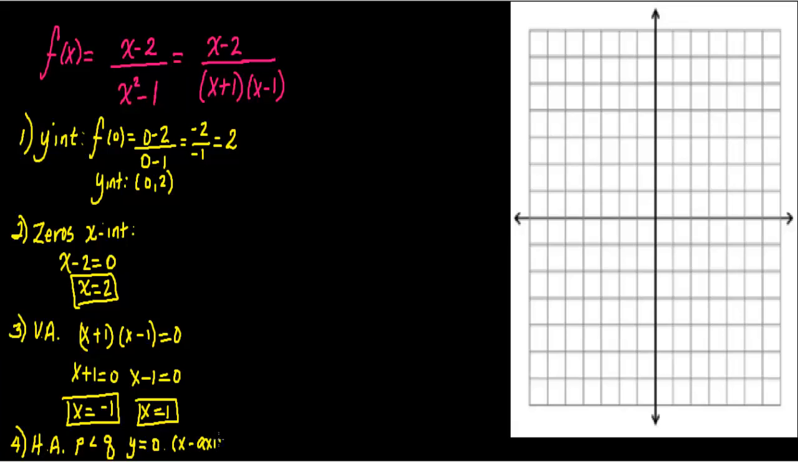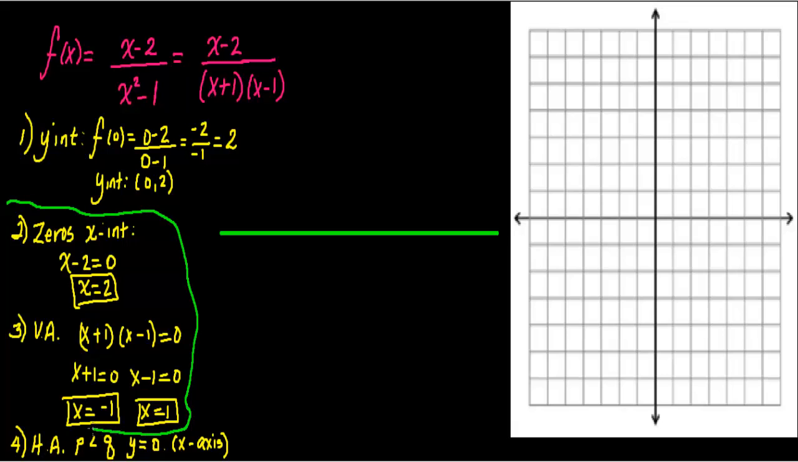The next thing we're going to do is the sign analysis. So I'm going to draw a number line here. This is step 5, and we're going to do our sign analysis. What we're going to plot on this number line is the zeros and the vertical asymptotes, nothing else.